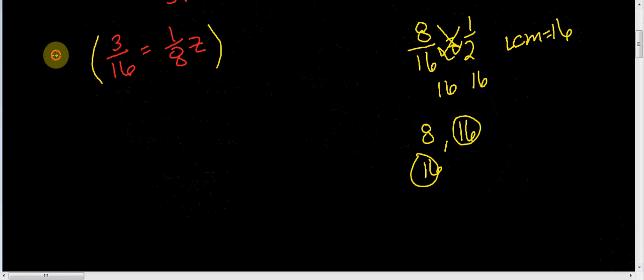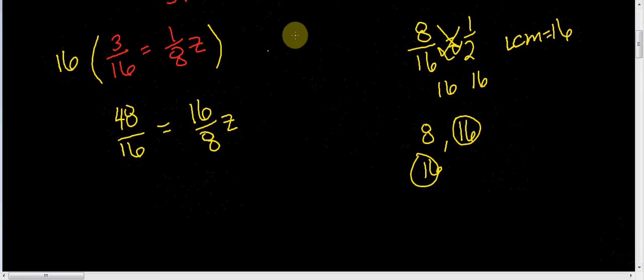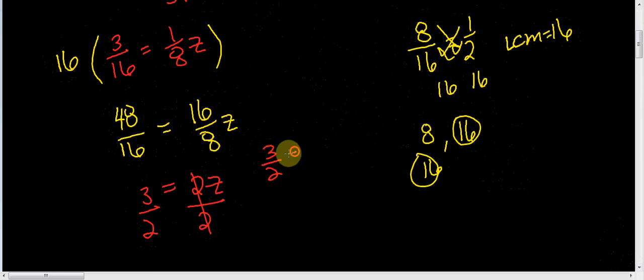Alright, so anyhow, let's multiply by 16. We have 16 times 3, and that's going to give us 48 over 16, which equals 16 times 1, which is 16 over 8, times z. Alright, 48 over 16 is 3. 16 over 8 is 2. And we still have a z. And then we have one step. We have to get to z by itself, so we're dividing by 2. That gives us 3 over 2 is equal to 1z, or we can just say that z is equal to 3 over 2.